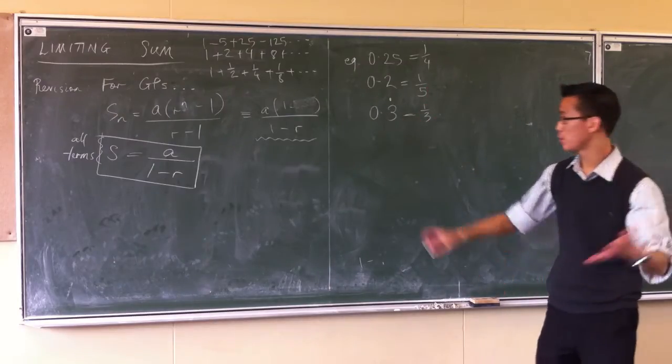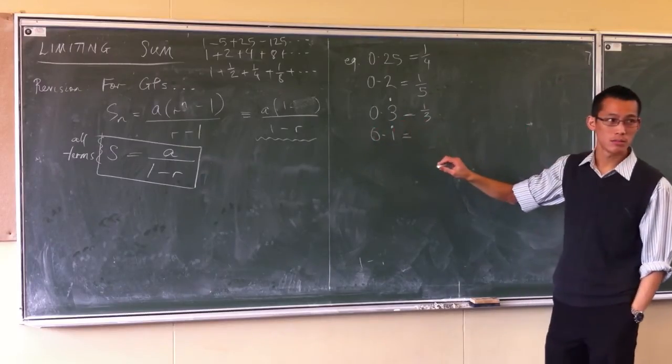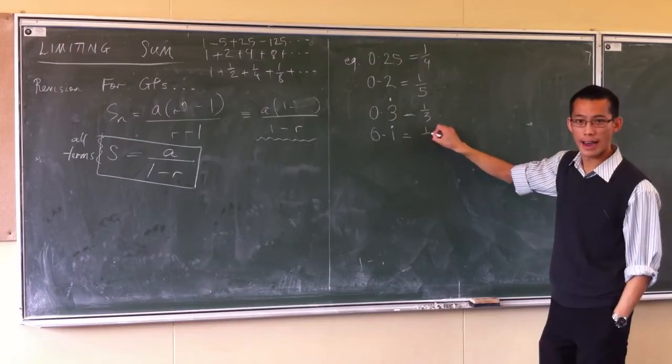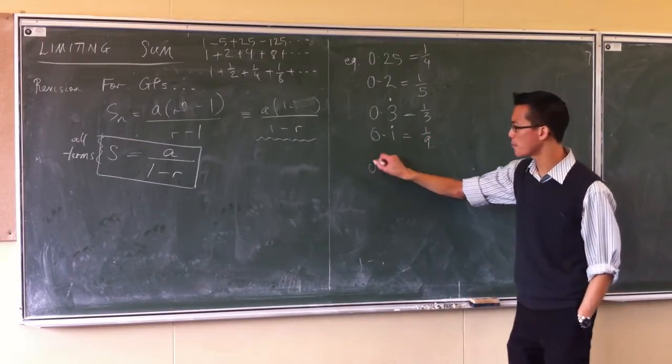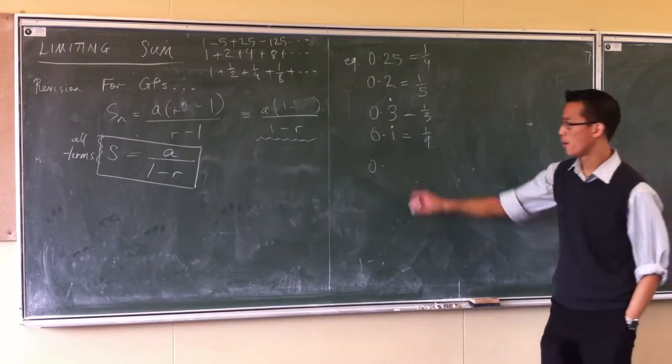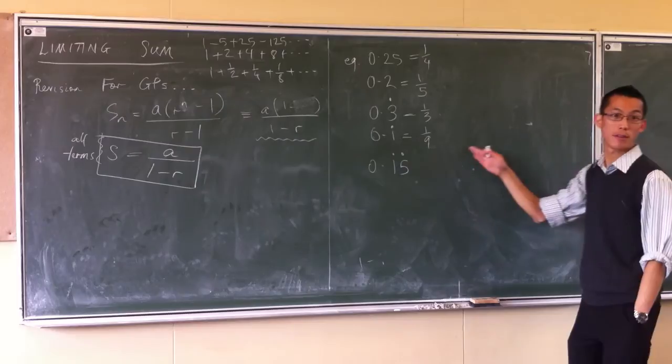And you know, other examples, right? This is not the only one. If I say 0.1 repeater, what's that equal to? 1/9, okay? And you could verify this in your calculator. Let's go another step further. What about, say, 0.15 repeater? So 1, 5, 1, 5, 1, 5, 1.